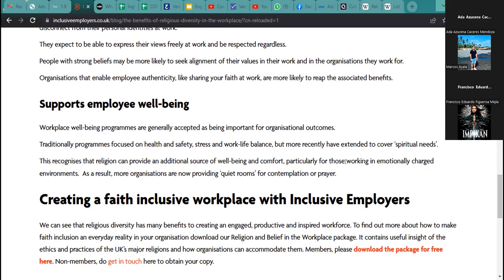Traditionally, programs focused on health and safety, stress, and work-life balance, but more recently have extended to cover spiritual needs. It's recognized that religion can provide an additional source of well-being and comfort, particularly for those working in emotional environments. As a result, more organizations are now providing quiet rooms for contemplation or prayer.